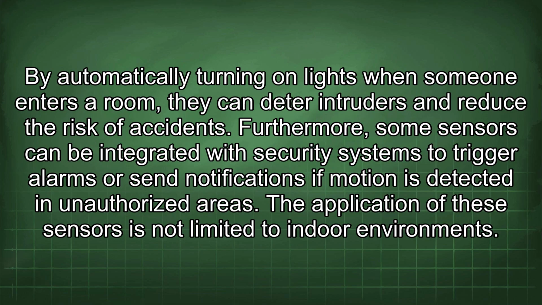In addition to the environmental benefits, A/B switching motion sensors can also improve the safety and security of a building. By automatically turning on lights when someone enters a room, they can deter intruders and reduce the risk of accidents. Furthermore, some sensors can be integrated with security systems to trigger alarms or send notifications if motion is detected in unauthorized areas.